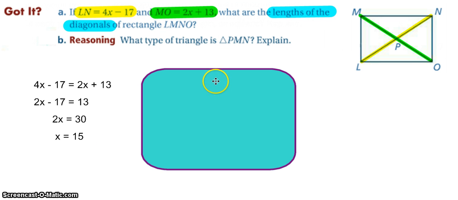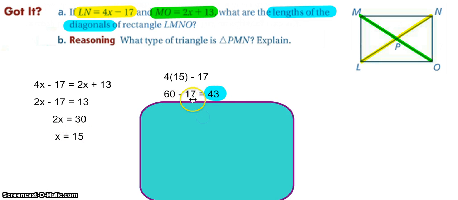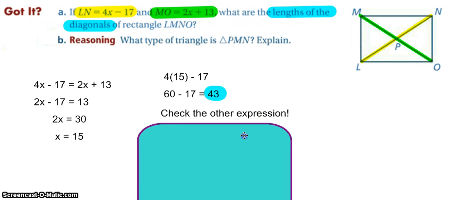But we're not trying to solve for x. We're trying to solve for the lengths of the diagonals. So I can take one of the diagonal expressions. I chose LN, 4x minus 17, but for x, I plug in the value that we just found, which gives me 60 minus 17, which gives me the diagonal length should be 43.